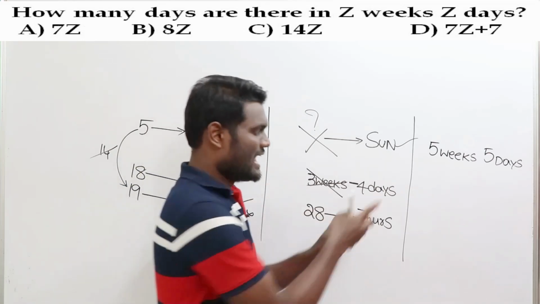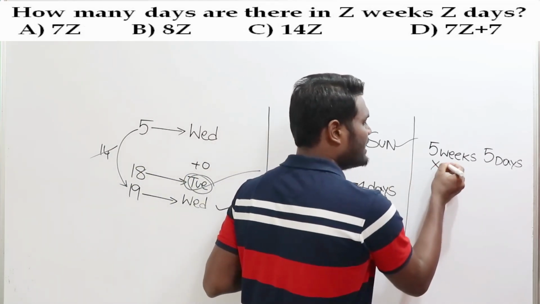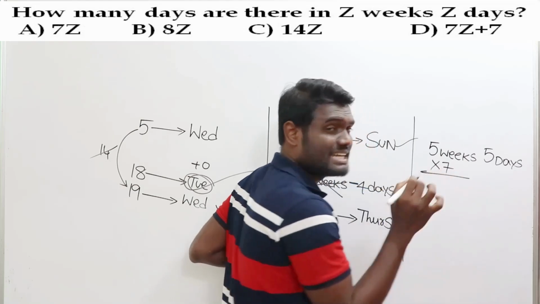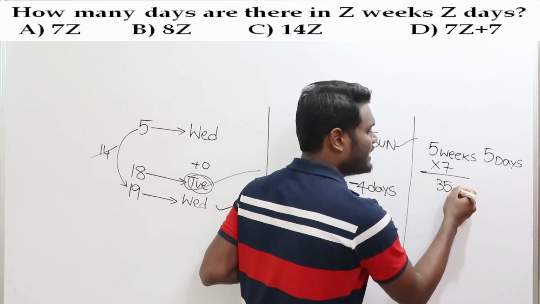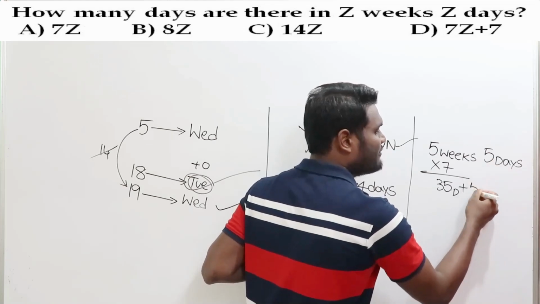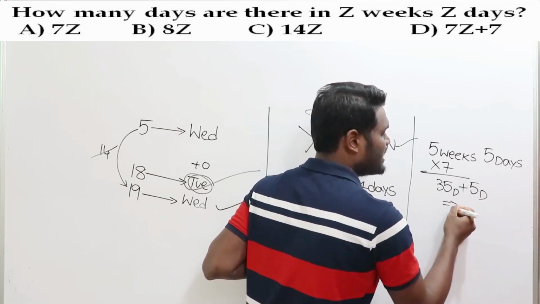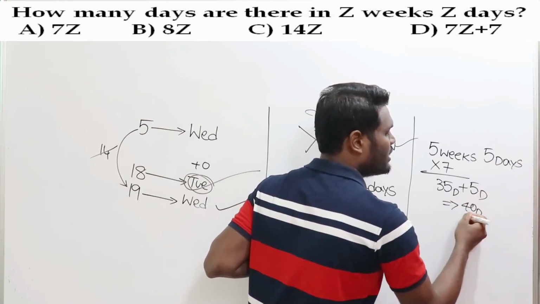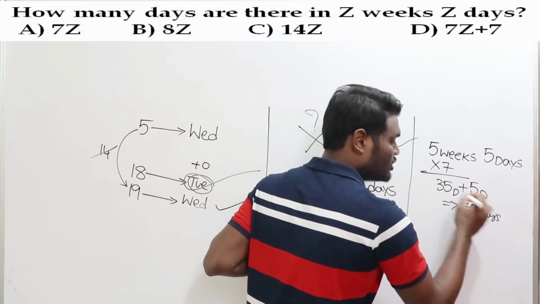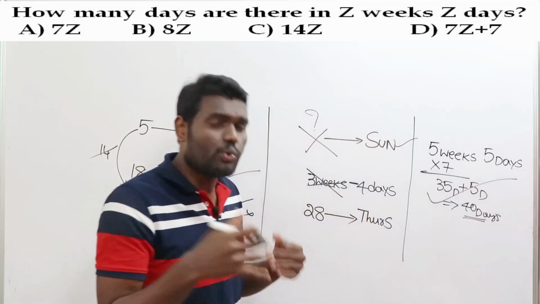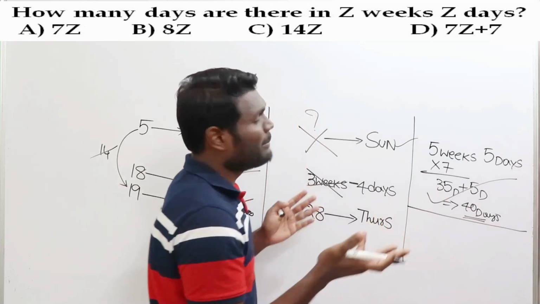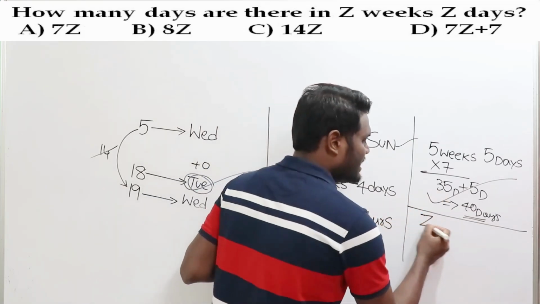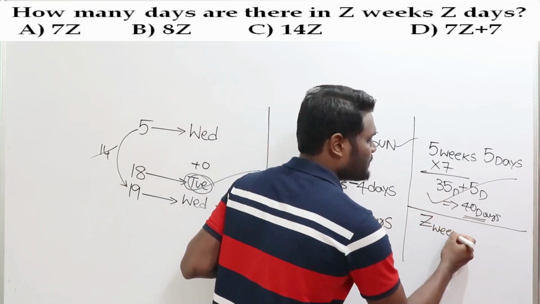Now let us look at this. This question is simple, 5 into 7. Why? Because a week is like 7 days. So 5 weeks will have 5 into 7, 35 days plus 5 days extra. So we can say that the total number of days is going to be 40 days. Now the same question I asked you in this way: how many days are there in Z weeks?